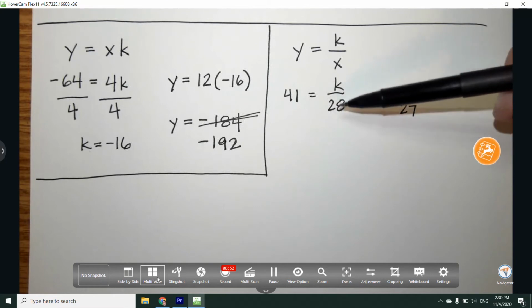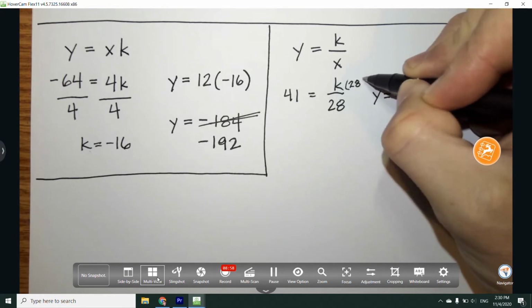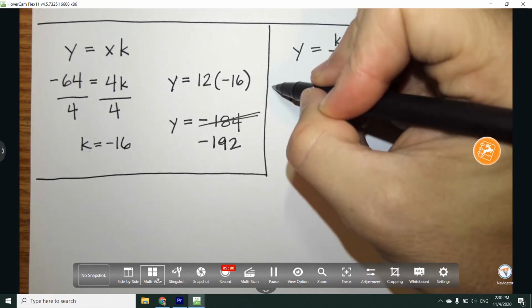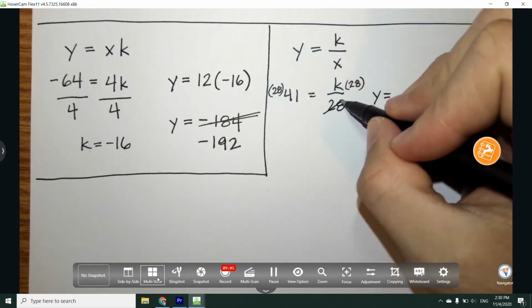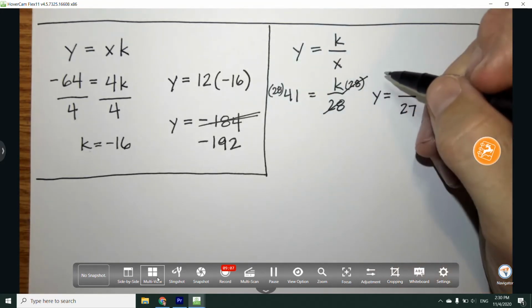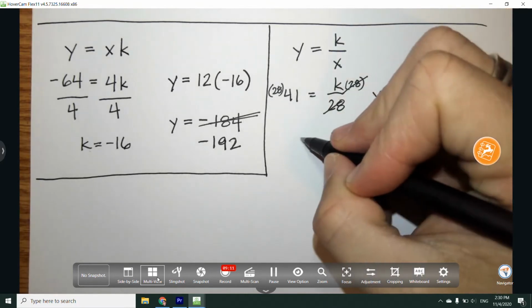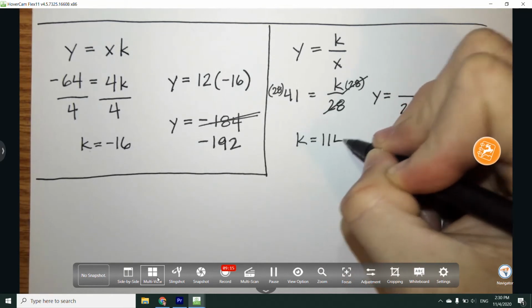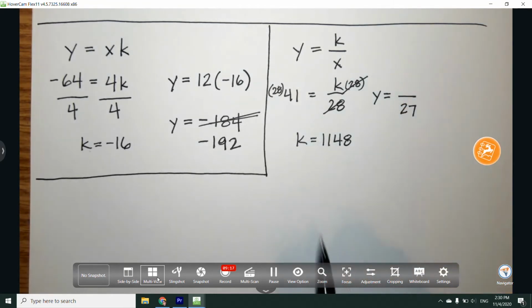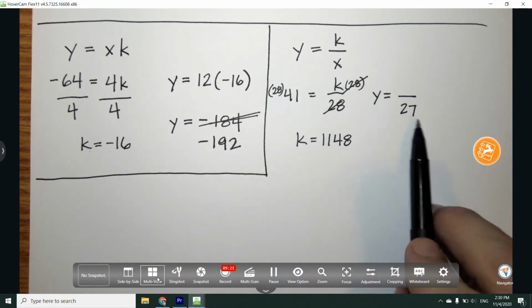So in order to get rid of this 28, we're going to multiply both sides. So we're going to multiply this by 28 and this side by 28. That causes these to cancel away. And so 28 times 41, it says that our k is equal to 1148.